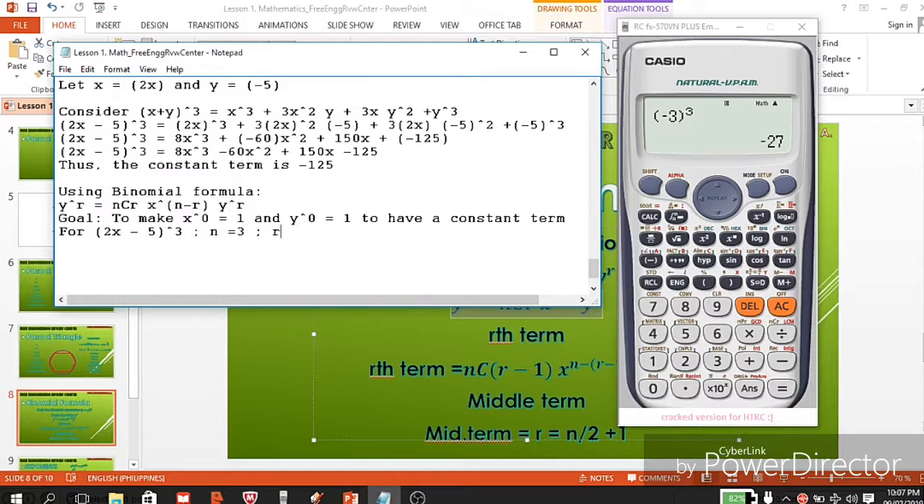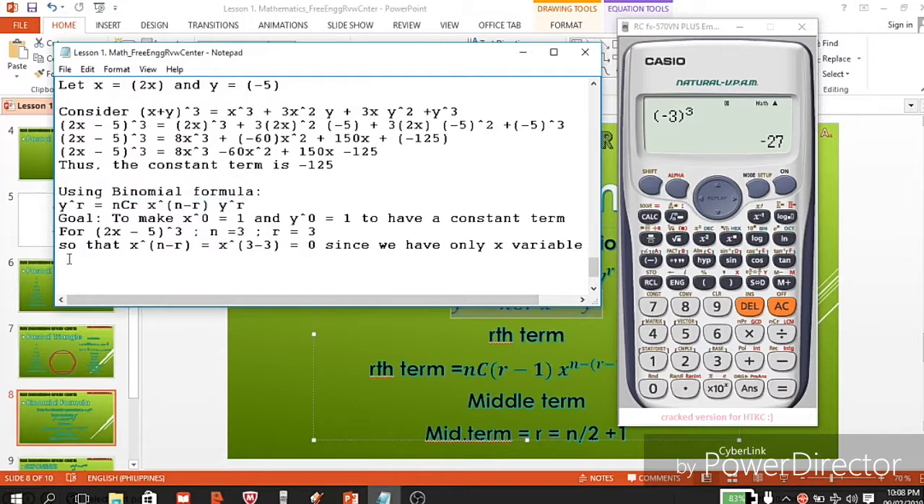I just need to take r equal to 3. So that my variable x, which is raised to the power of n minus r, will be equal to x raised to the power of 3 minus 3, and that could be 0, since we have only the x variable. So the goal is to make the x variable disappear. You just need to cancel that one. So we got r equal 3.